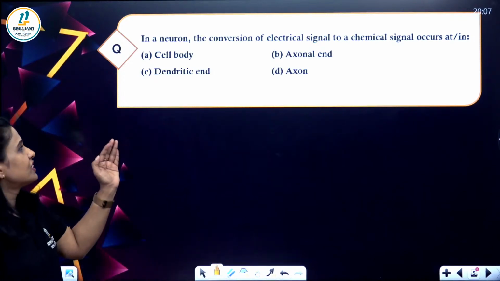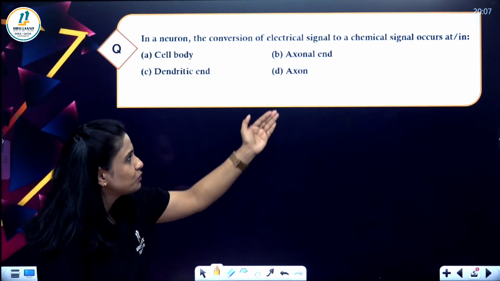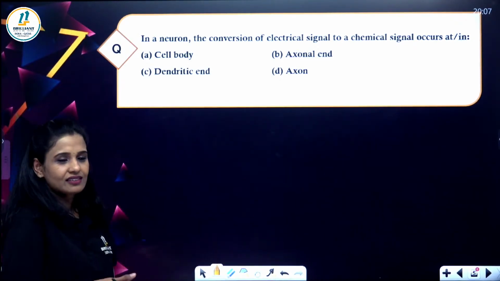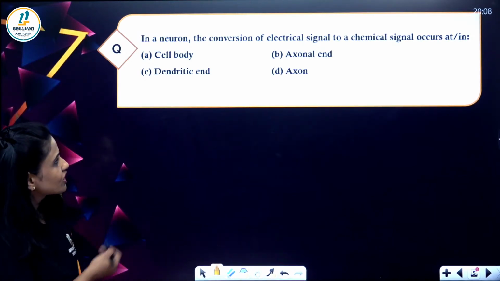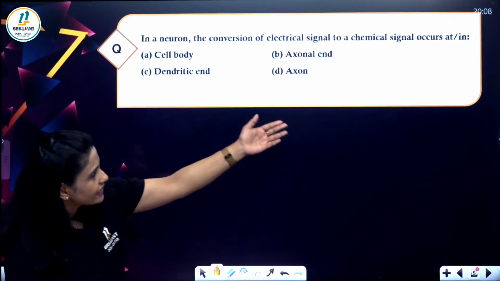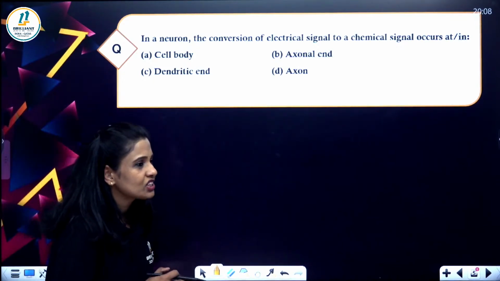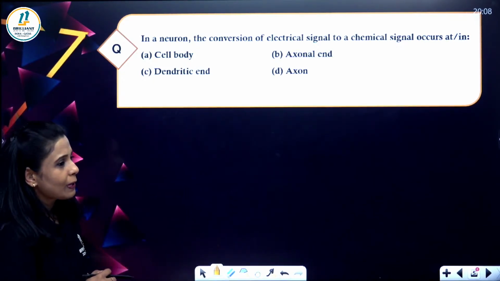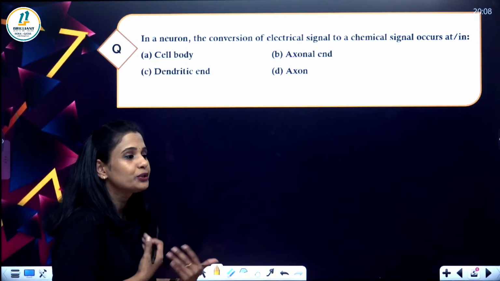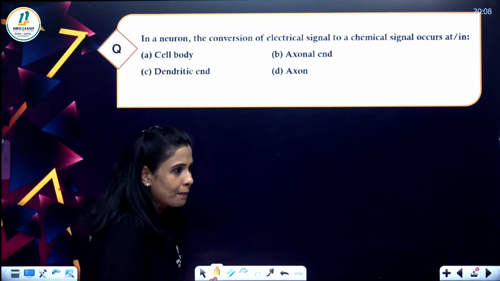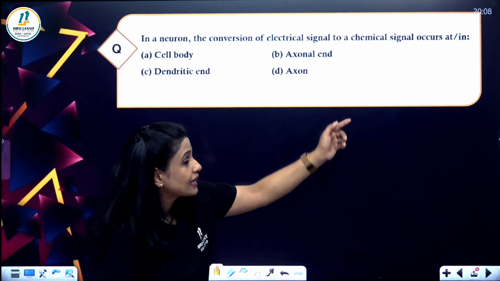Okay. Same question, from the same part. In a neuron, the conversion of electrical signal to a chemical signal occurs in. Where does it occur? Okay, comment your answers. Now we have solved two questions related with this. The conversion of electrical signal to chemical signal occurs in.